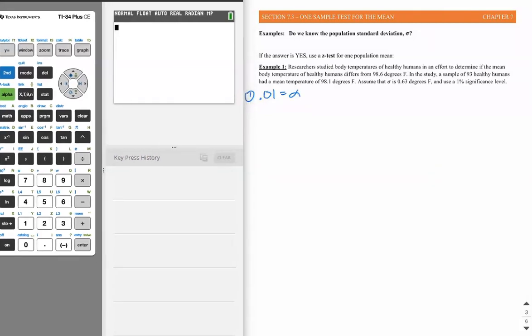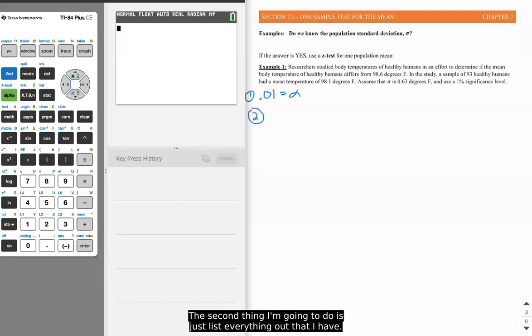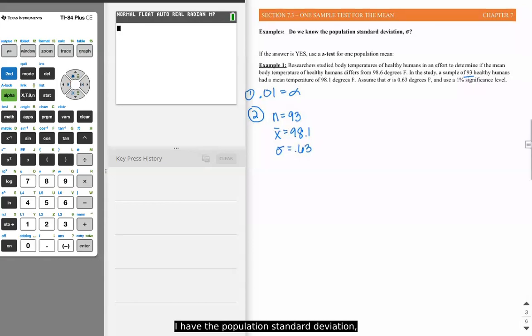Let me move that just a little bit so you can still see it. The second thing I'm going to do is just list everything out that I have. So we know it says a sample, so n was 93. I have a mean body temperature, so x bar was 98.1. Sigma, they said, was 0.63. So I have the population standard deviation, it is known. So we're going to use a z-test.